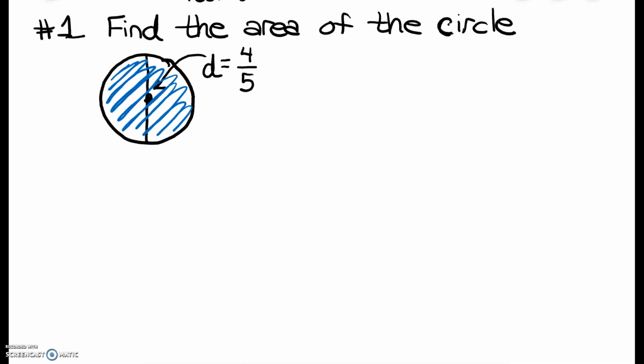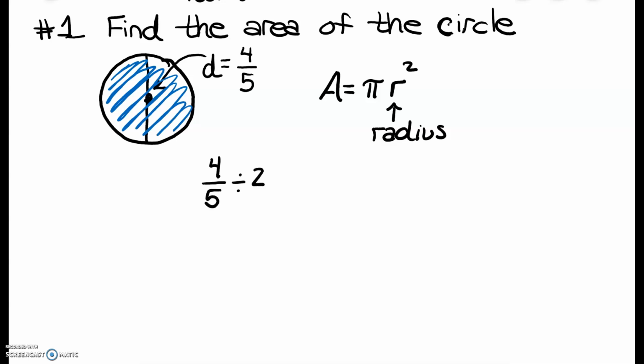So number 1, it says find the area of the circle. Well, I just mentioned that the area of a circle is pi r squared and that you need the radius of the circle in order to use the formula. They didn't give you the radius of the circle. They gave you the diameter. So we need to cut it in half. So I need to take 4/5 and divide it by 2, and that will be my radius.